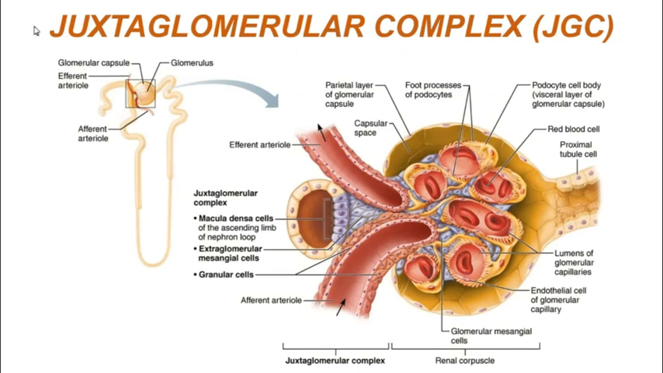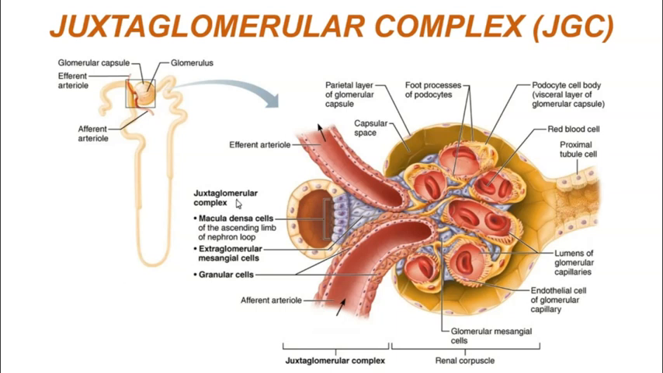So let's also turn our attention just briefly to a structure that's in close proximity to our renal corpuscle here, and it's also part of the nephron as well, since it represents the passing in close proximity of the ascending limb of the nephron loop to the renal corpuscle here. And this structure is collectively called the juxtaglomerular complex, or JGC here.